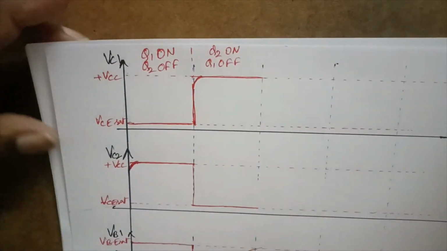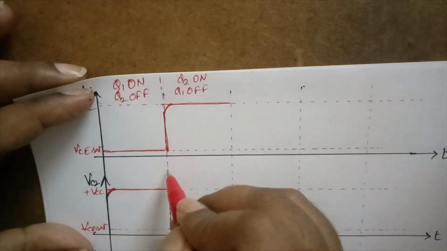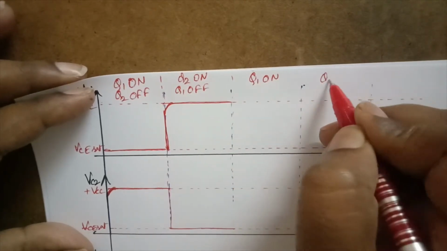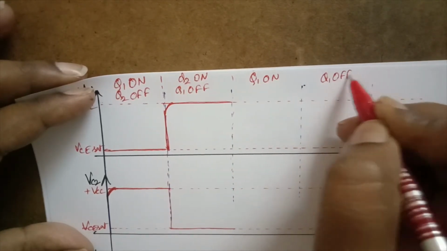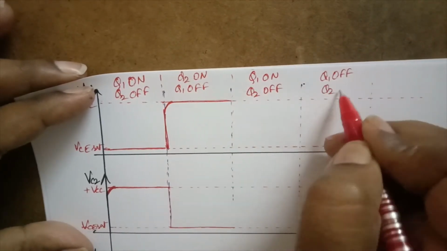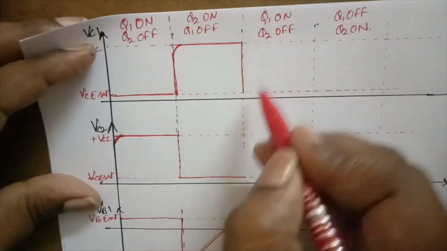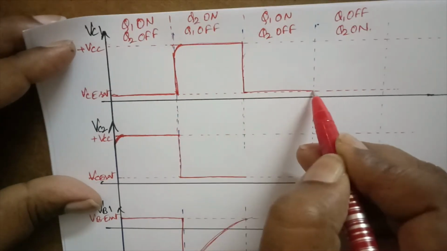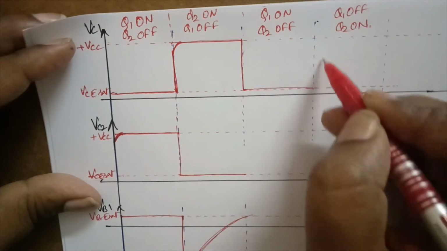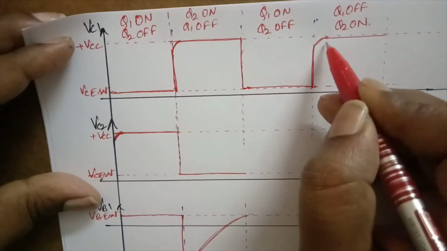These waveforms are continuous. Let me write it here. First Q1 on and here Q1 off. Alternatively, Q2 off, here Q2 on. The same curves repeat. So when Q1 is on, the VC1 value is VCE sat, and when Q1 is off, it becomes VCC. So this is the waveform.